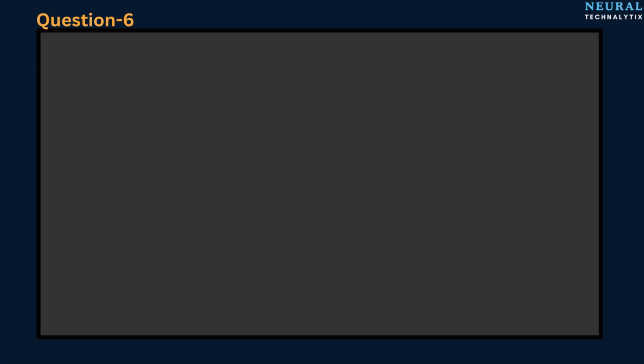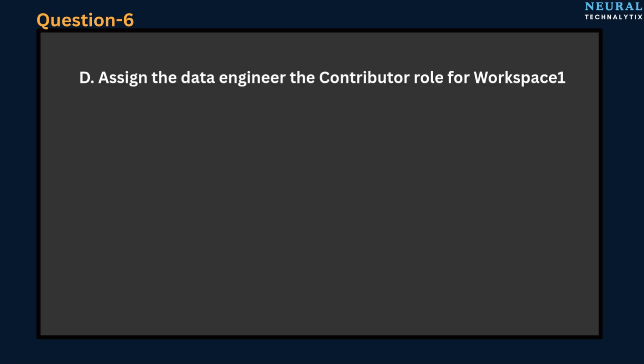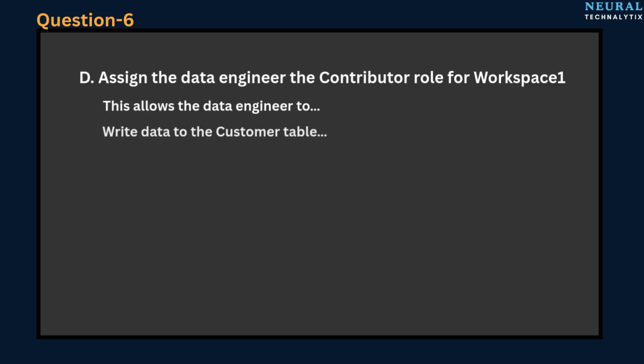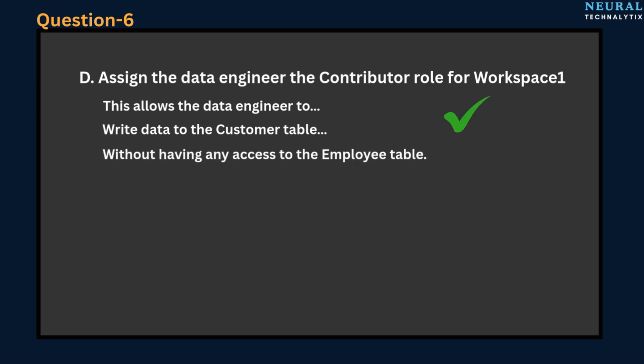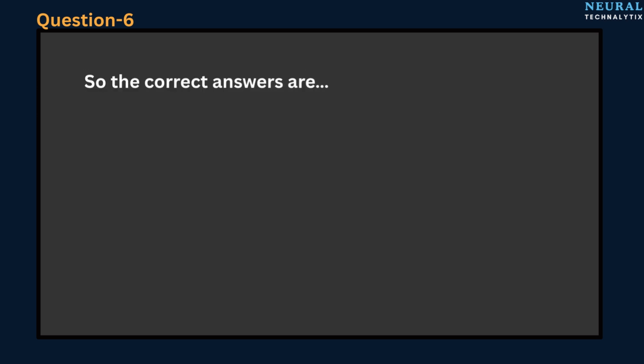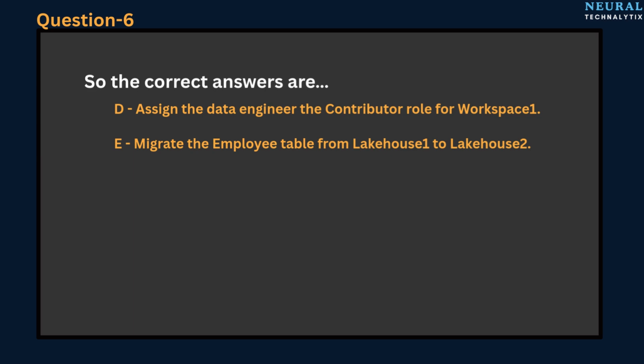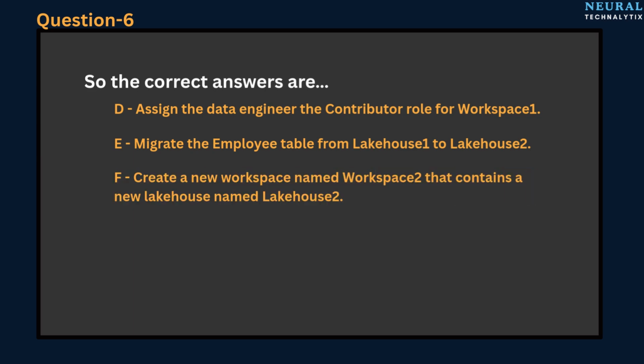And finally, option D, assign the data engineer the contributor role for Workspace 1. This allows the data engineer to write data to the customer table without having any access to the employee table. So the correct answers are D, assign contributor role for Workspace 1. E, migrate employee table to Lakehouse 2. F, create Workspace 2 and Lakehouse 2. That's why the correct answer is D, E, and F.